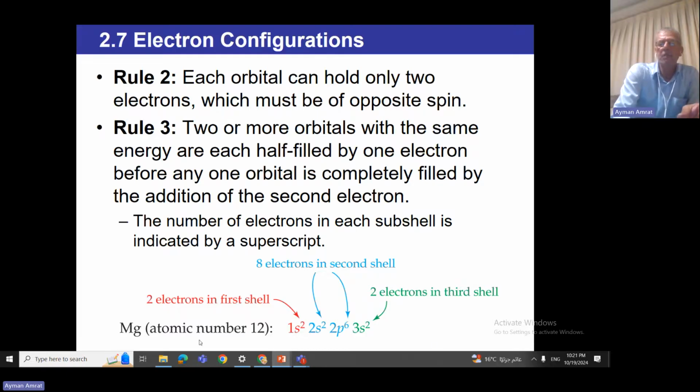Now for magnesium, because the atomic number is 12, add 10 to fill the first and the second shell, and 2 electrons go in the third shell.